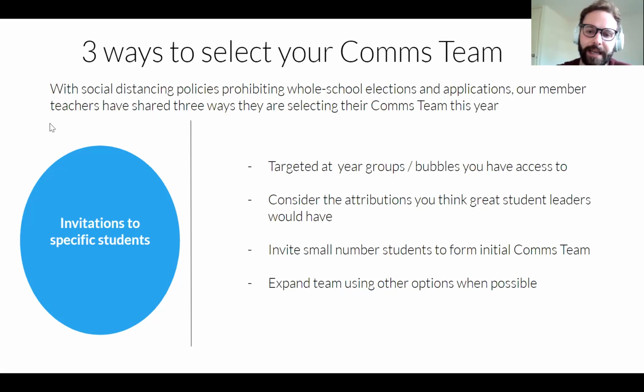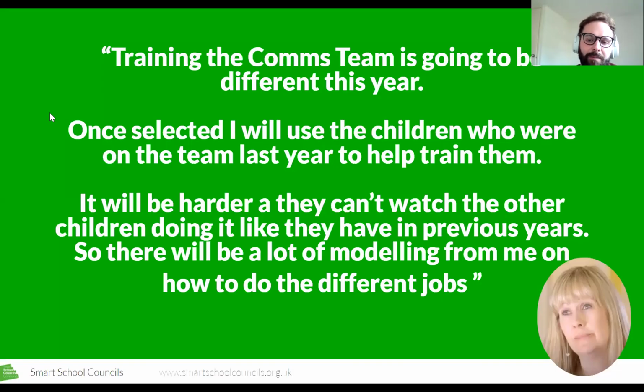Okay, so let's check in. I'll do it this time, Greg, as you've just spoken. Let's check in with Laurie, one of our expert teachers, and what they say on this as a summary for us to hold in our minds. Training, and this is about what we do with the comms team as and when we have them. Training the comms team itself is going to look different this year as well.